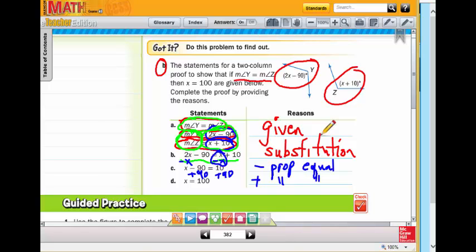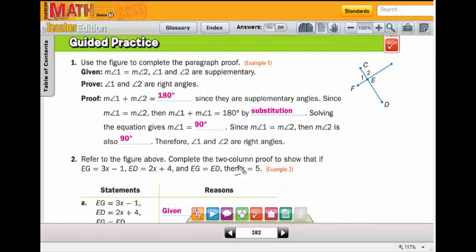Please do guided practice. Okay, I'm doing this one with the answers turned on here. Like I said previously, I want you to understand that the biggest thing is we want to get you fairly skilled at doing these proofs. Use the figure to complete the paragraph proof. So we've got a measure of angle 1 and a measure of angle 2 equals the measure of angle 2.